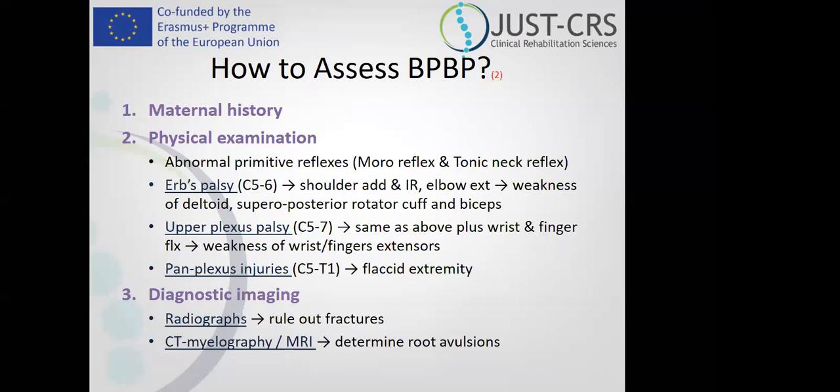So the baby will come with this type of deformity because of weakness of the deltoid, supraspinatus, posterior rotator cuff, and biceps. The upper plexus palsy, which is C5 to C7, will have shoulder adduction, internal rotation, and elbow extension, in addition to wrist and finger flexion due to weakness of the wrist and finger extensors. The total plexus injuries, which are the most severe ones, will have a flaccid extremity.